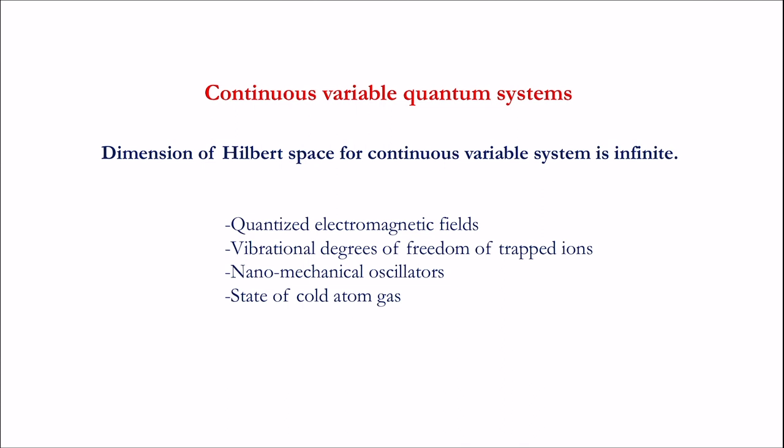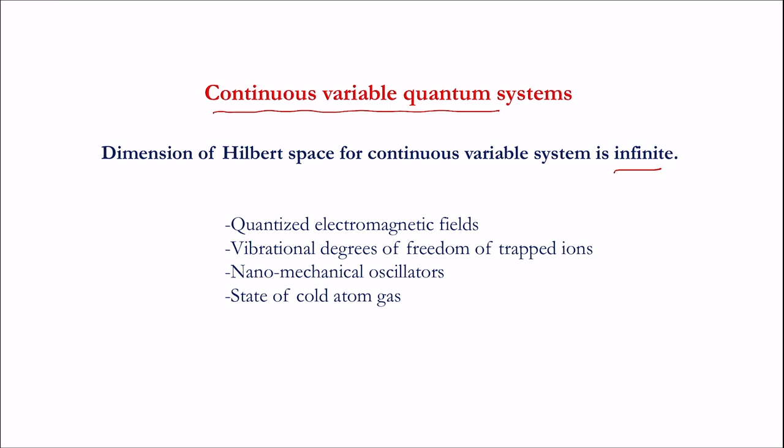Discrete variable systems such as spin-half systems are a bit difficult to realize experimentally for quantum information science applications. On the other hand, continuous variable systems are pretty easy to realize or handle experimentally. However, there are difficult issues involved with continuous variable systems. We know that the dimension of Hilbert space is infinite for continuous variable systems, and some examples of continuous variable systems are, say, quantized electromagnetic fields.